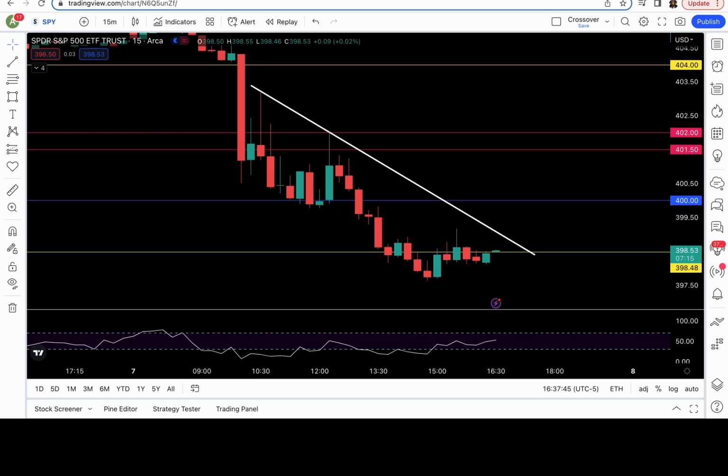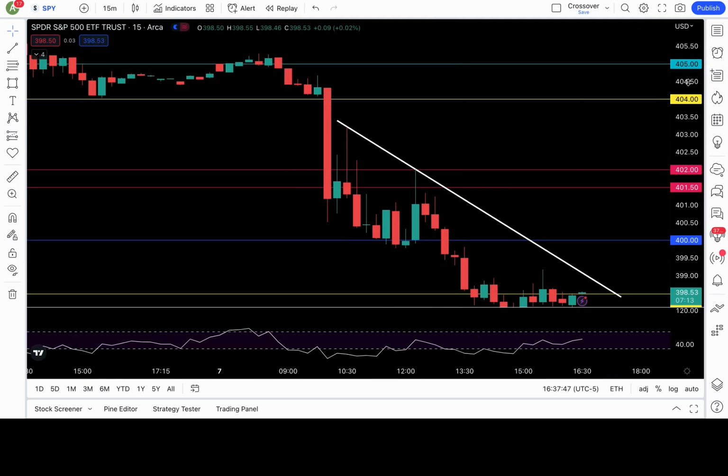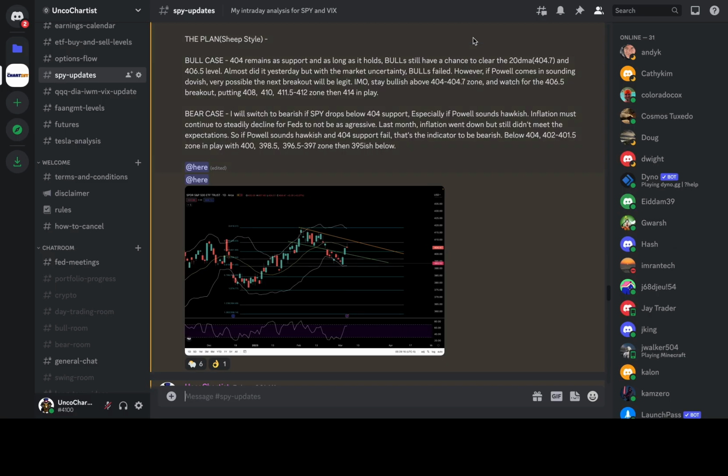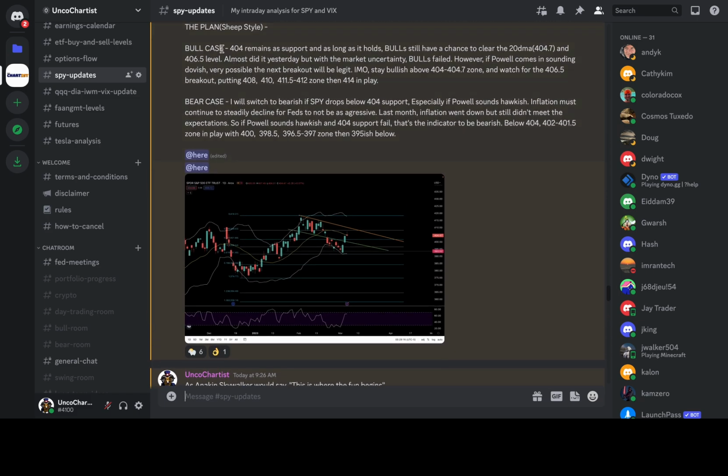So here is a 15-minute chart, okay? And look at that big red candle. Yellow line right there, that's my 404 level that I was watching. I wrote here, I give the bull case scenario and the bear case scenario on my Discord. And I mentioned here, 404 remains as support. As long as it holds, bulls still have a chance to clear the 20 DMA, which I would have been bullish if bulls cleared. Bear case, I will switch to bearish if SPY drops below 404 support.